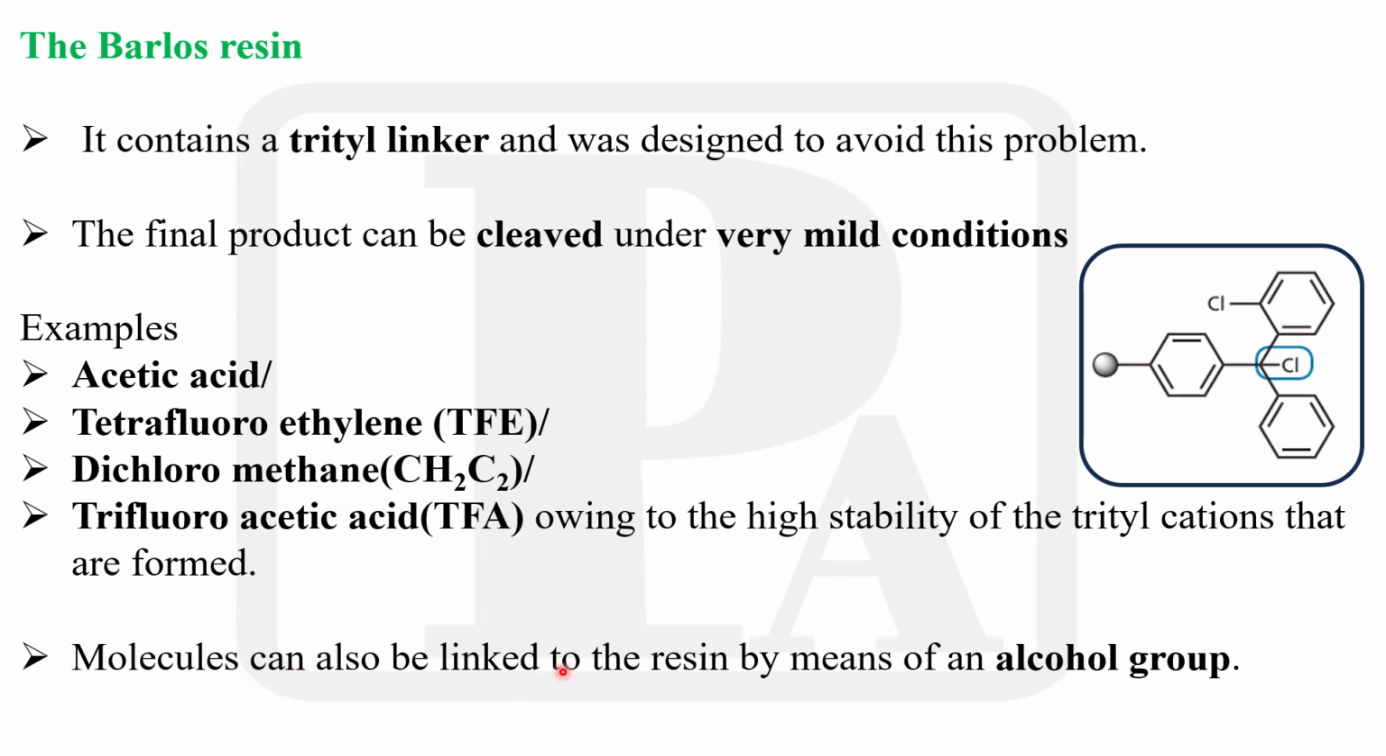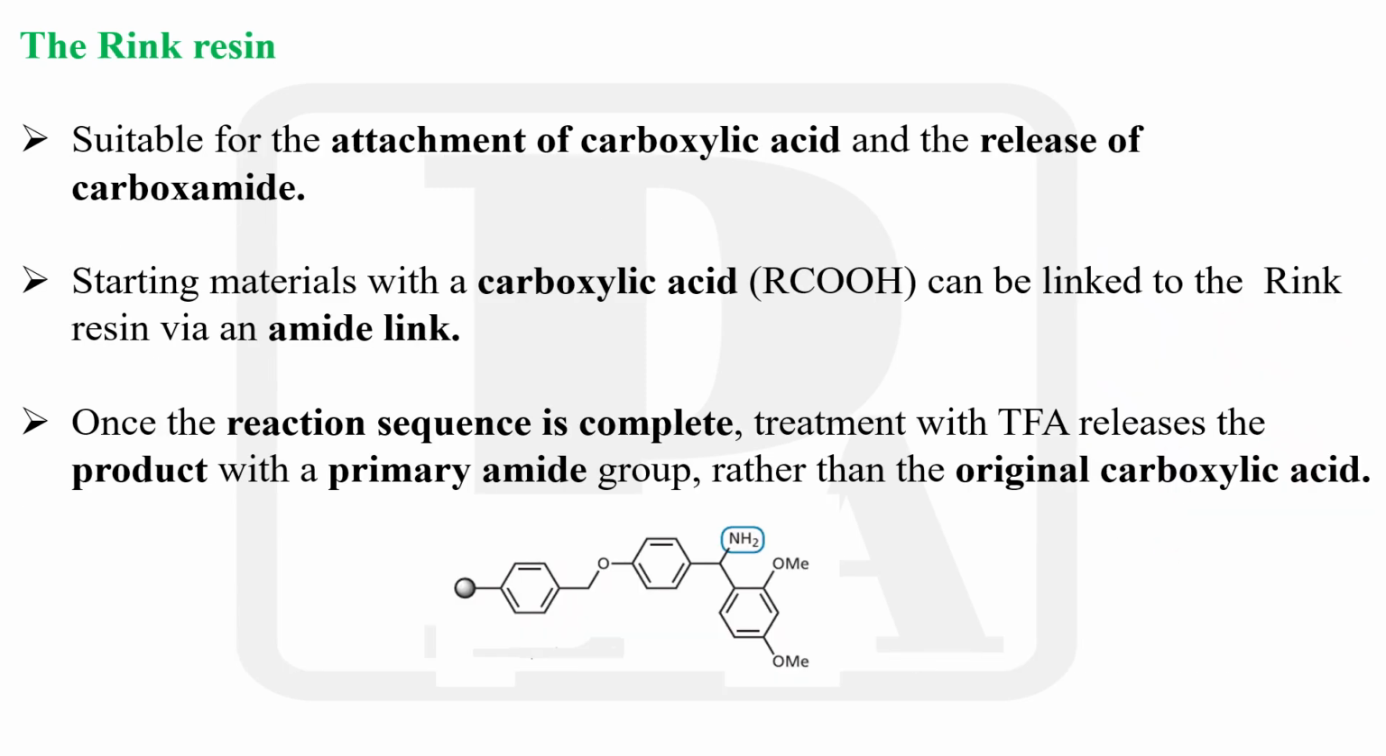The molecules can also be linked to the resin with the help of an alcohol group. So this is an example for Barlow's resin. So next one is the Rink resin. This is suitable for the attachment of carboxylic acid and for the release of the carboxamide. Here the starting materials with the carboxylic acid can be linked to the Rink resin by means of an amide link. So what is the link here? That is an amide link.